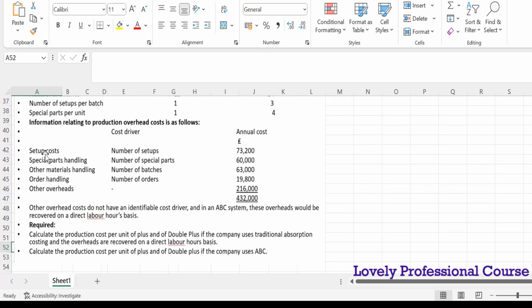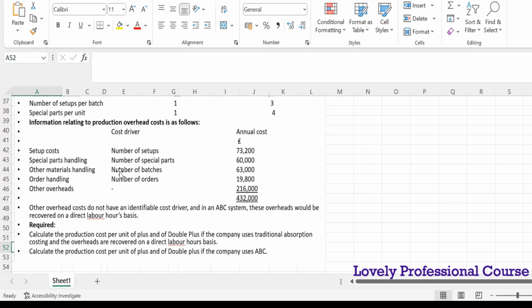We have setup costs, special parts handling, other material handling, order handling, and other overheads. The examiner gives you a question here and says setup cost. When you are allocating it, the appropriate cost driver you are going to use is the number of setups. Is it okay? So here you have to use number of setups, and the annual cost incurred for this setup cost is 73,200 euros. For special parts handling, you have to use number of special parts.